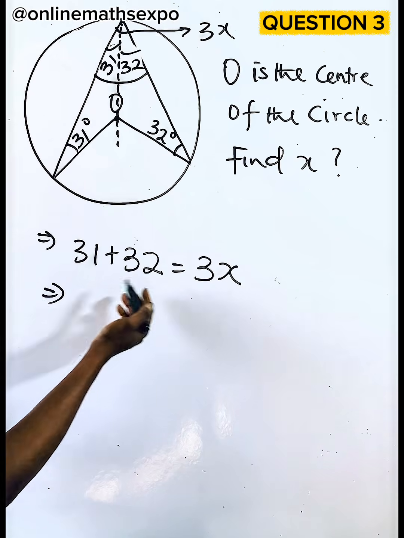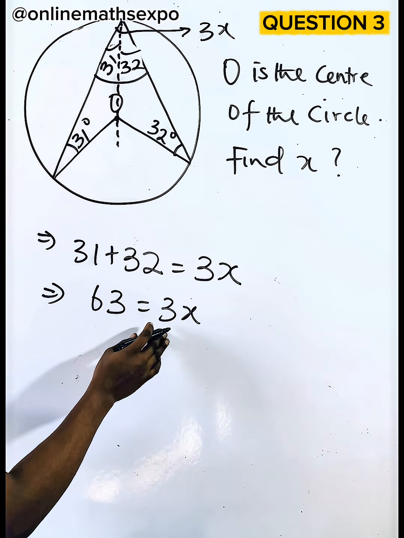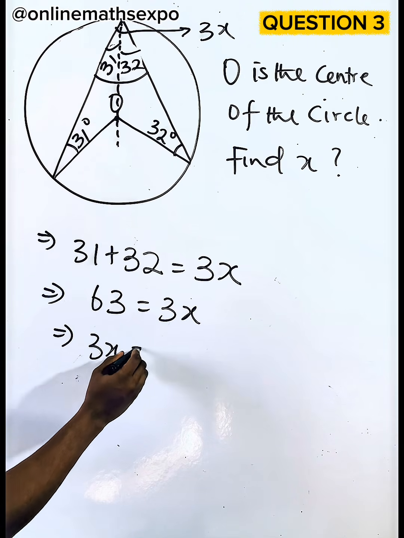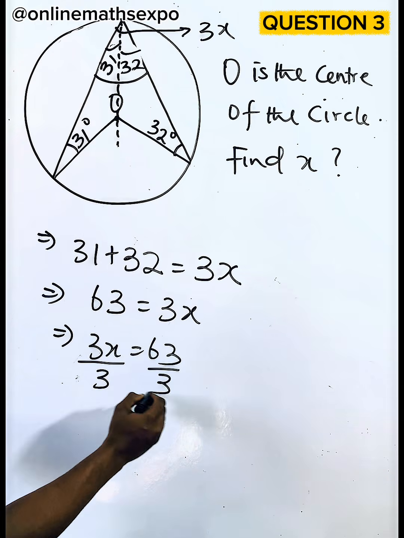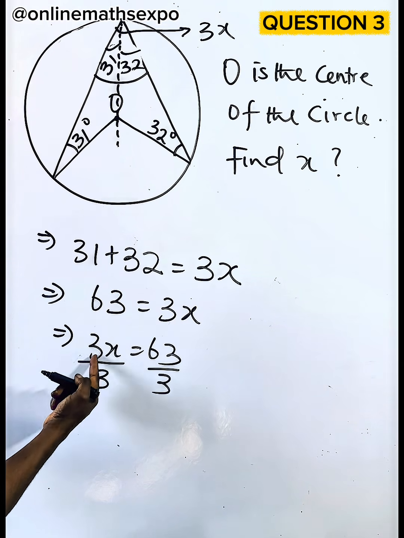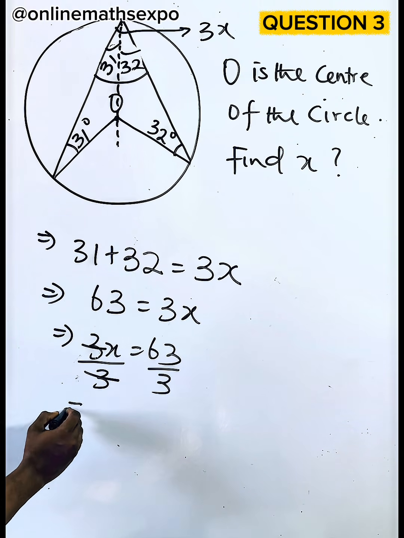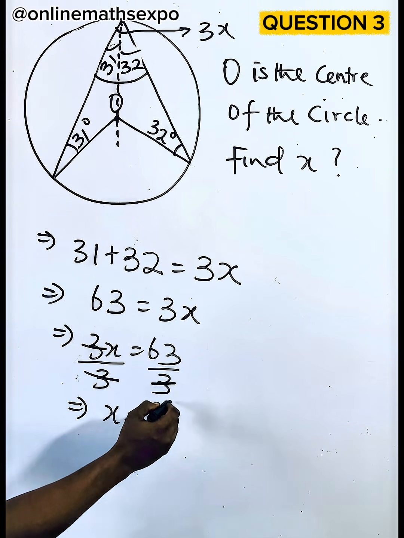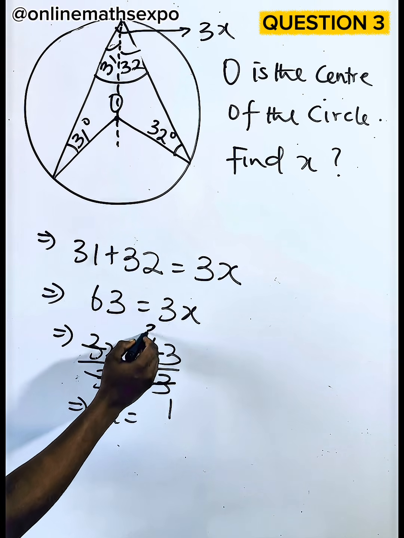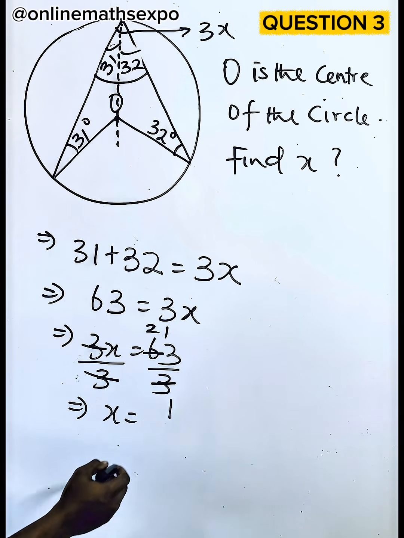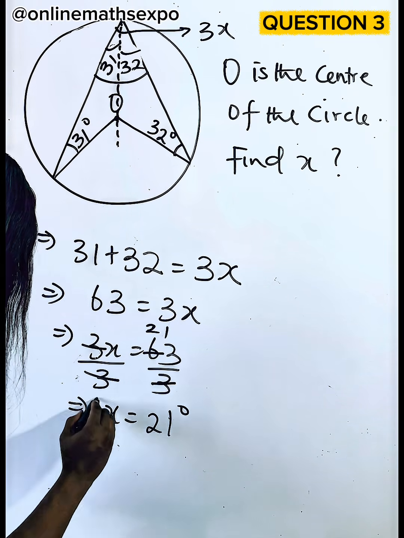So we're going to solve this. Add this, it gives you 63 is equal to 3x. Remember that 3x is also equal to 63. So divide both sides by 3 because these two are multiplying. To remove multiplication by 3, you divide. So when you do that, this takes off. So we have x: 3 here is 1, 3 here will give us 2, 3 here will give us 2, and 3 here will give us 1. So our x is equal to 21 degrees.